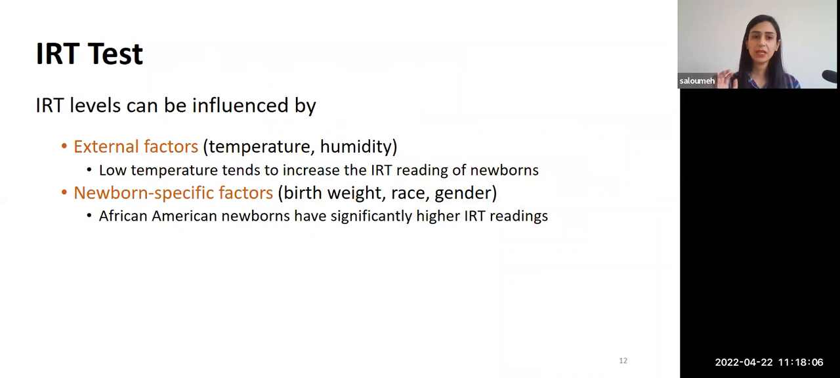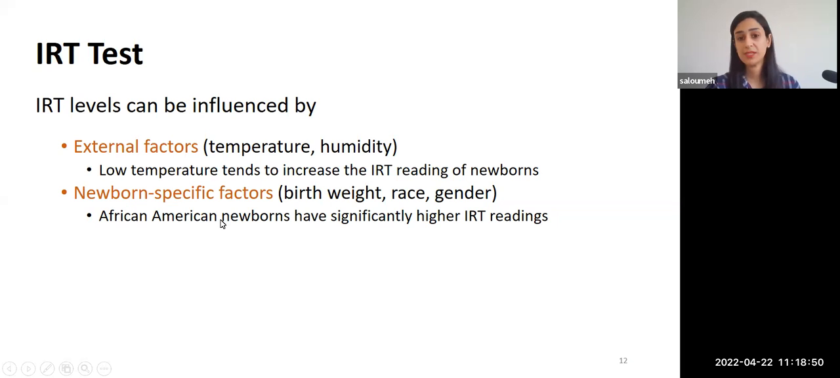So the IRT test, again, you measure IRT in the blood, and based on that, you want to classify newborns as positive or negative. There are many different factors that can affect the IRT level in the blood. There are some external factors, for example, temperature or humidity. For example, low temperature tends to increase the IRT reading of newborns. If you look at the average IRT value of newborns during winter months and summer months, you see that during winter months, the average IRT value is significantly higher than summer months. That is really important, and it needs to be taken into account in newborn screening.